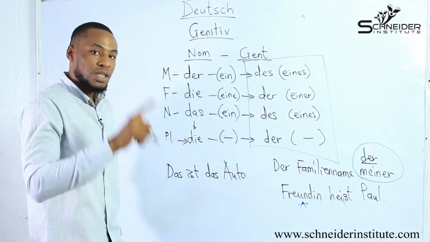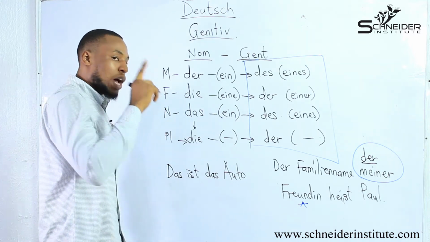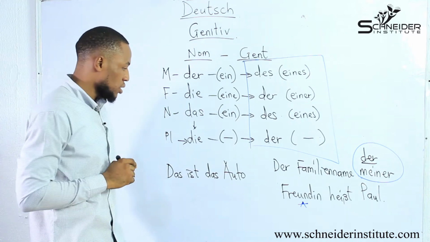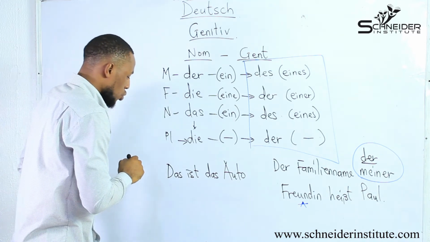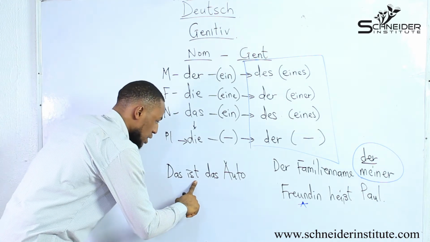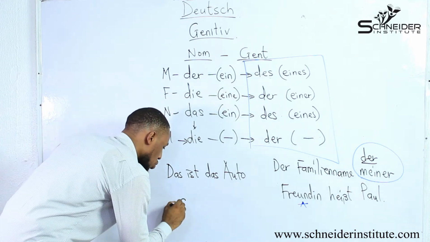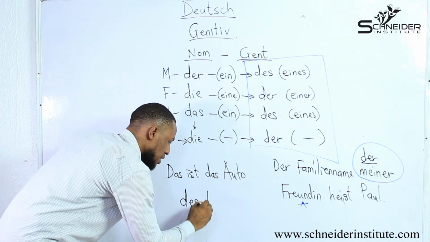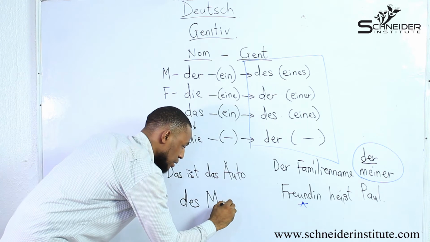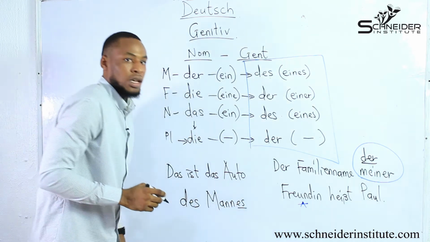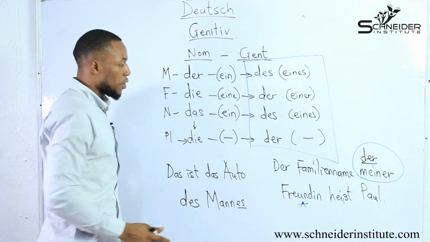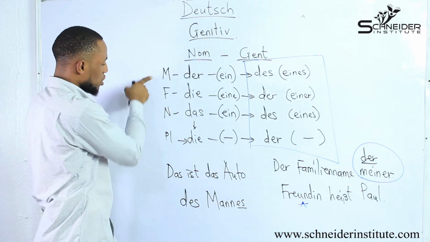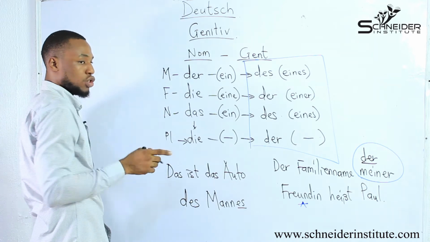Recall, genitive indicates possession. Now this car belongs to who? The man, right? So for man, we have it to be a masculine noun, which means I'm going to be saying das ist das Auto des Mann. We're adding this. Now when it is just a syllable, you simply add s. In the genitive form, you add s for masculine or neutral noun when it's just a syllable.